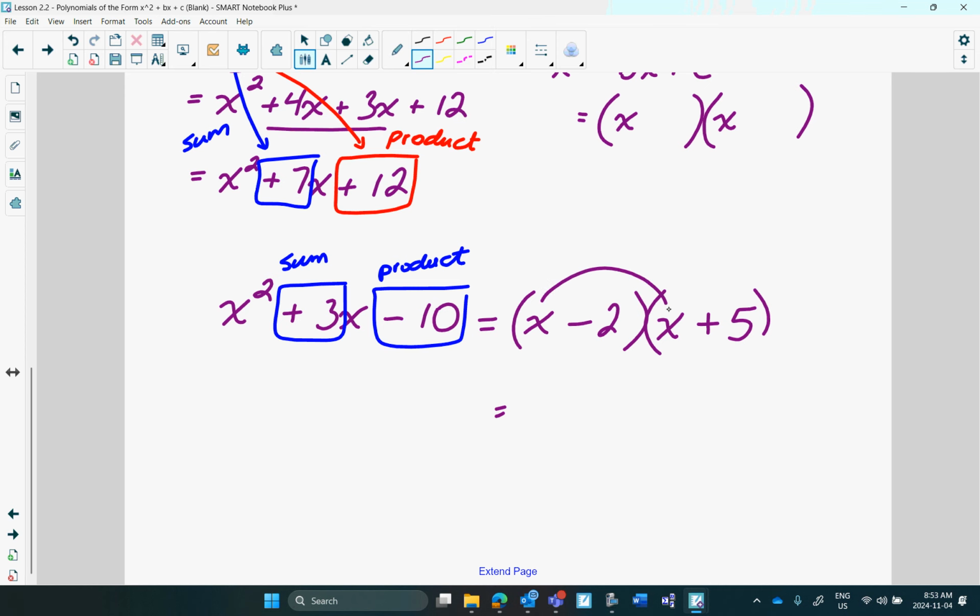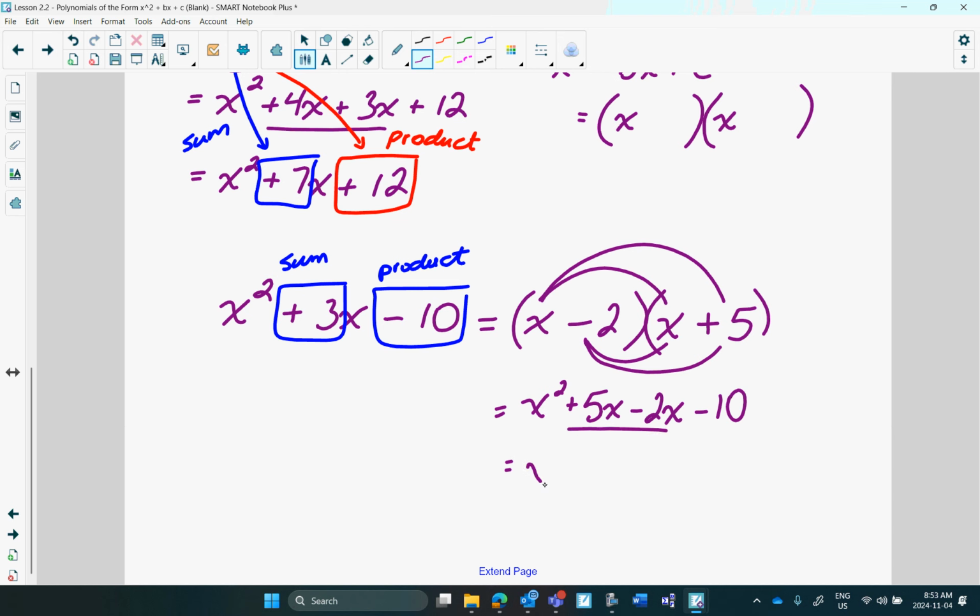x times x is x squared. x times 5 is 5x. -2 times x is -2x. And -2 times 5 is -10. Collect the two in the middle, and you get that, which matches what we factored in the first place. So it works.